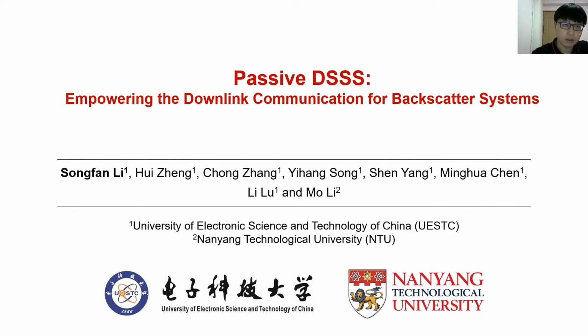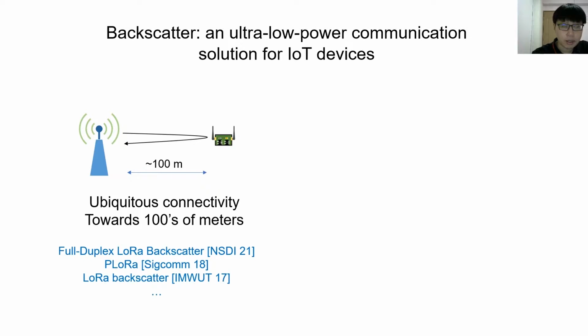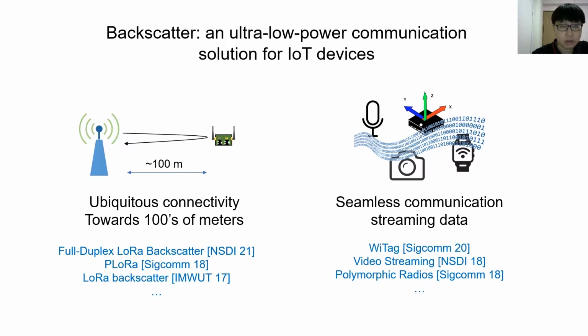I'm pleased to have this opportunity to share with you our recent work, Passive DSSS. IoT applications are looking for ultra-low power communication. Recently, backscatter systems show us the potential of ubiquitous connectivity with range above 100 meters. Backscatter can also enable seamless communication to transmit streaming data with a very low energy budget. We can also find a number of research papers that demonstrate this progress.